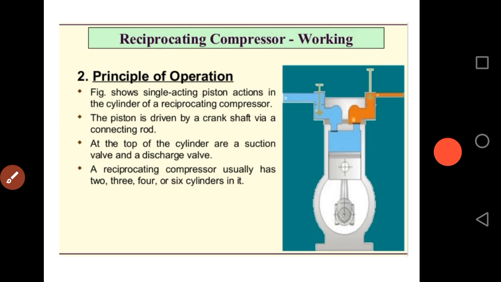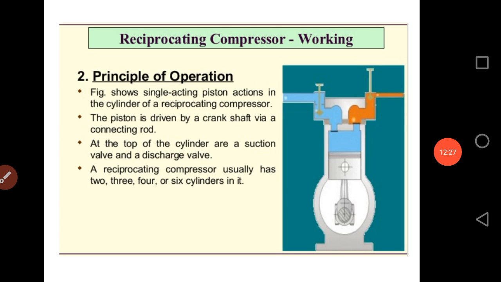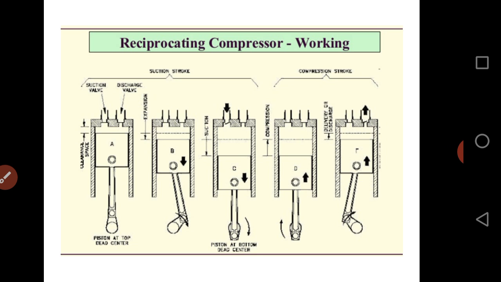Now we'll discuss how the compression will take place. So now here, as you can see, this figure is showing a single acting piston cylinder, and for understanding the working we can use this one.